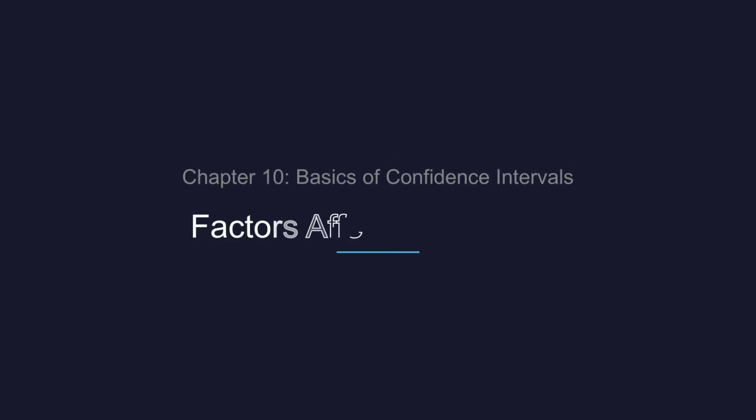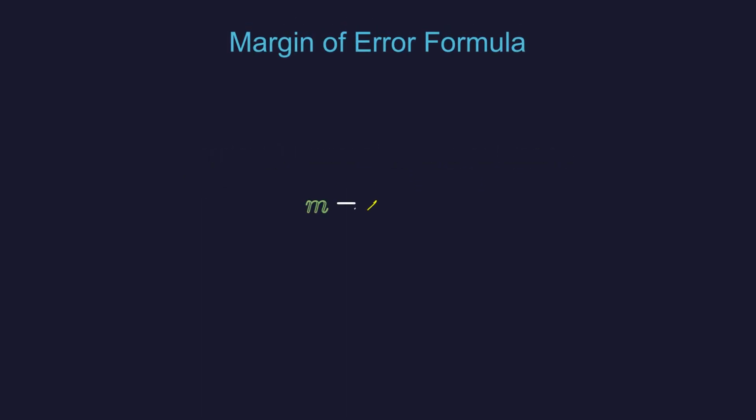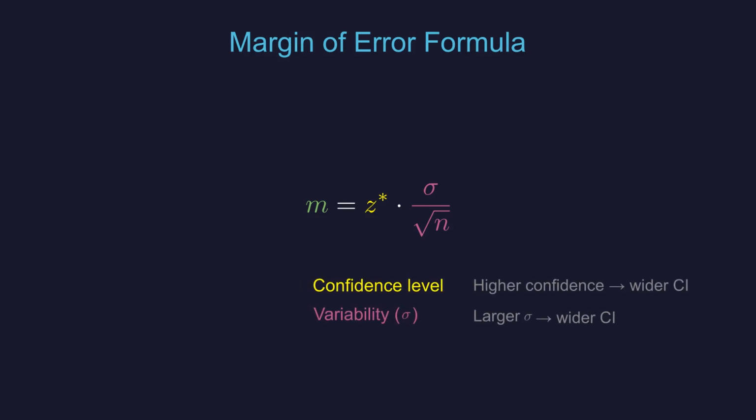What makes a confidence interval wider or narrower? Let's explore the three key factors. Recall the margin of error formula. M equals Z star times sigma over root n. Three things control the width of a confidence interval.